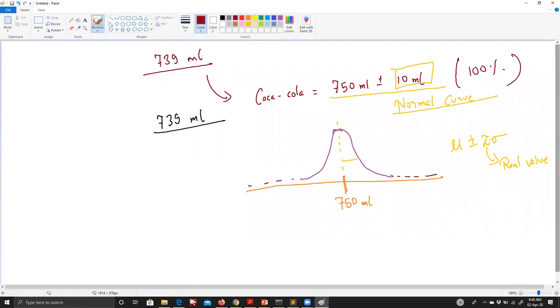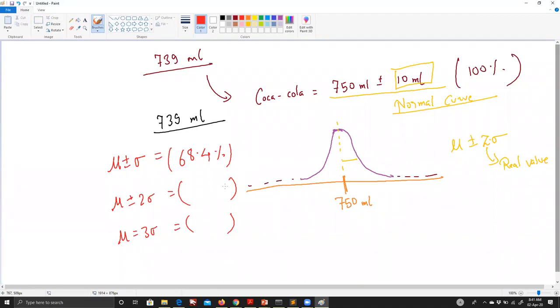Okay, let me remind you a few things. In a Gaussian, when you have mu plus minus sigma, how much of the population percentage does it contain? This should be 68.4 almost. What about plus minus 2 sigma? 95. What about plus minus 3 sigma? 99.